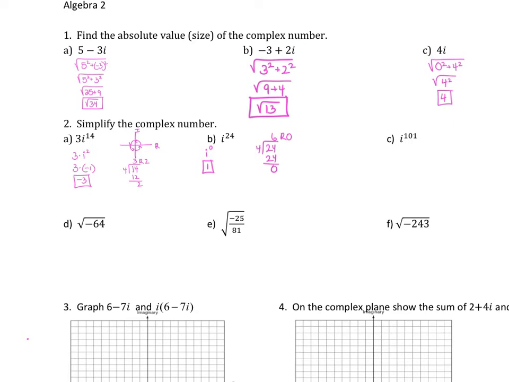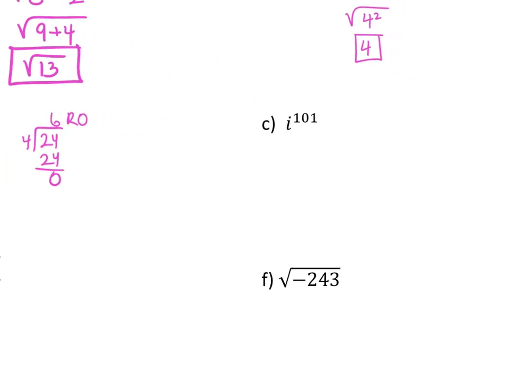I to the 101st. Again, we don't want to have to do 101 90-degree rotations. So let's divide by 4. We know that 4 goes into 125 times. So 25 times 4 is 100. You get a remainder of 1. So that means I to the 101st is equivalent to I to the 1st, and I to the 1st is just I.